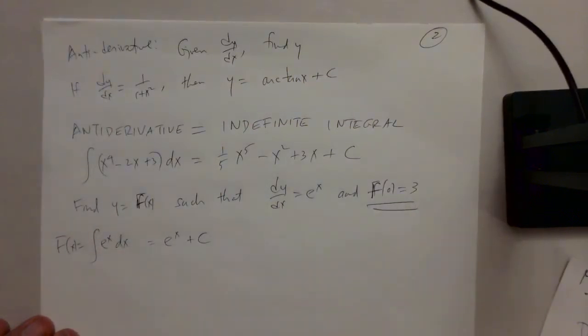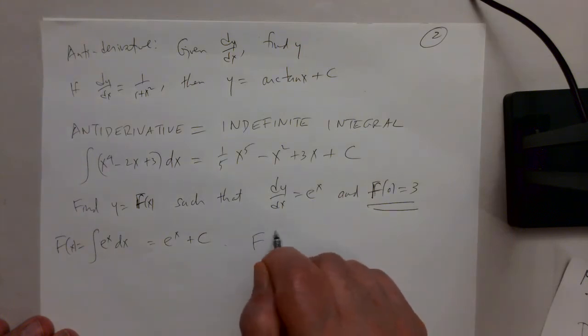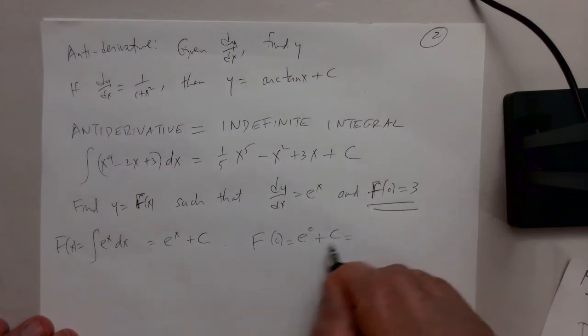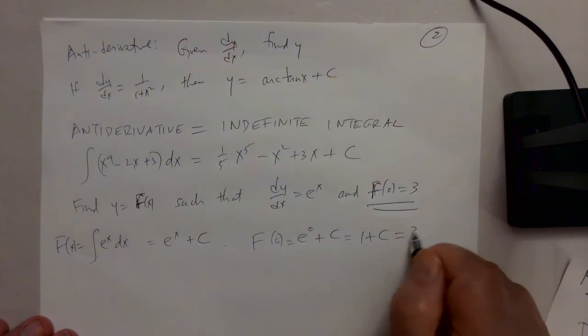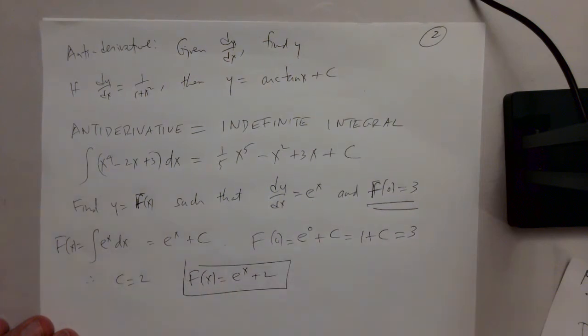This condition allows us to determine a constant, because if we let x equal 0, f of 0 is e to the 0 plus c. E to the 0 is 1, and this is supposed to equal 3. So that means that c is equal to 2, and the function we're looking for is e to the x plus 2. So this is the antiderivative, or the indefinite integral.